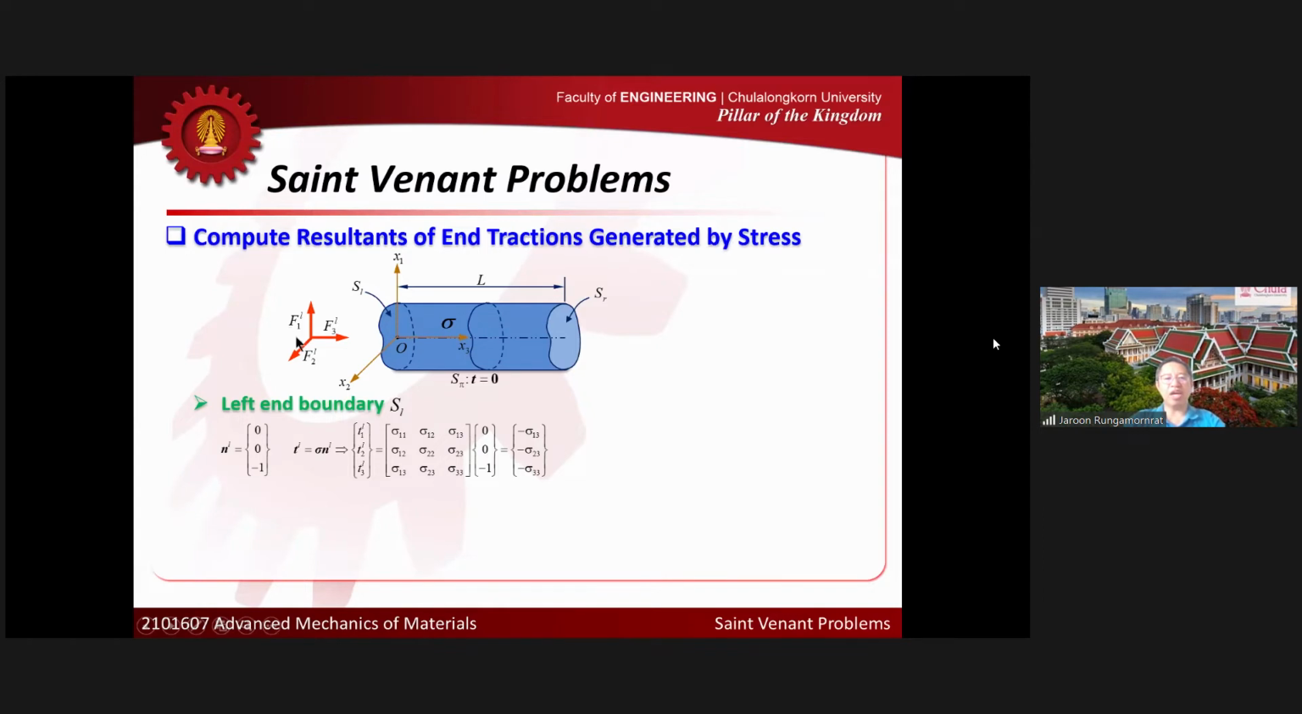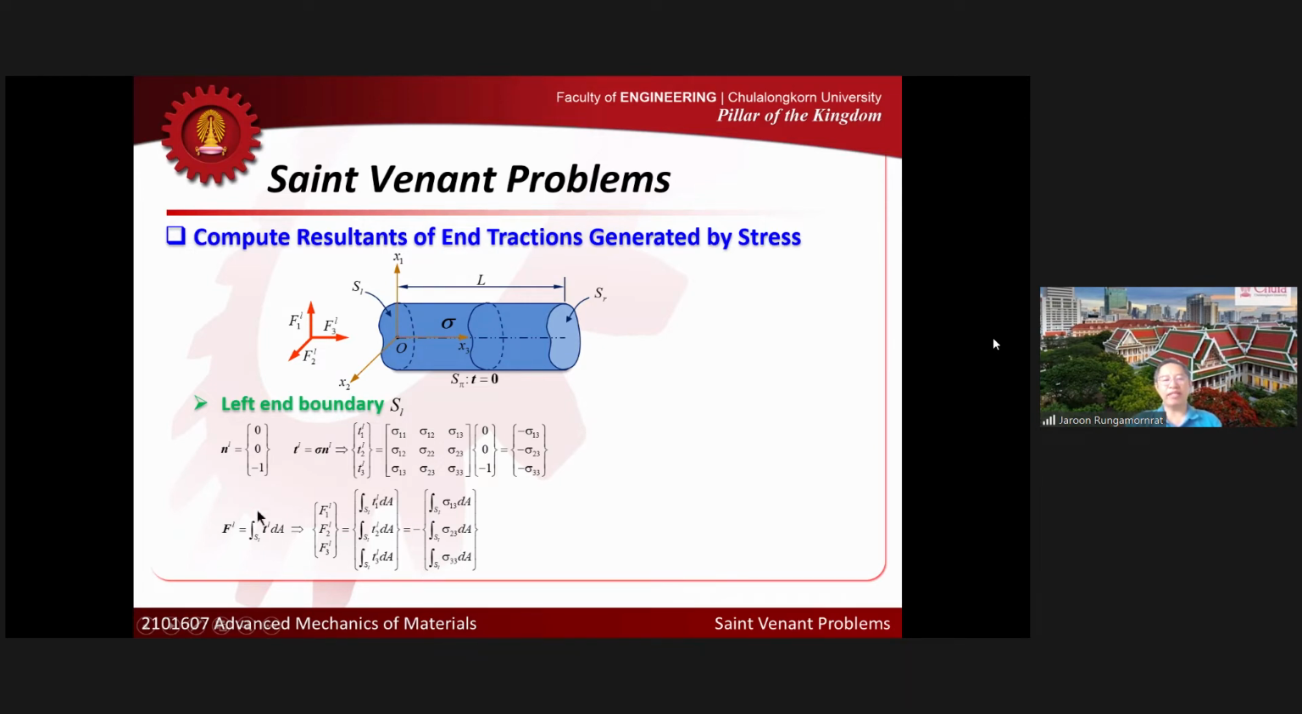Okay, so F1L, F2L, F3L can be computed easily by replacing the traction in the formula that I gave you before by the traction here. Finally I get something like this. If you take a look at the final expression, it's exactly the same as the expression that I got before, except that we replaced T10L by minus sigma 13, T20L by minus sigma 23, and so on. So this is the final expression.